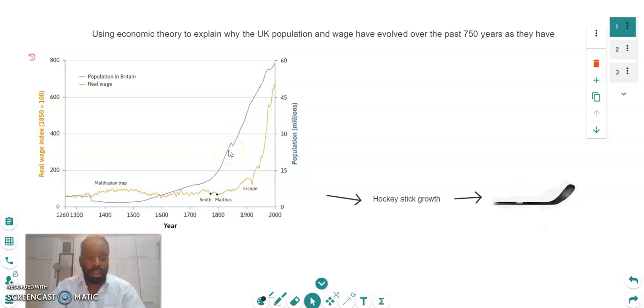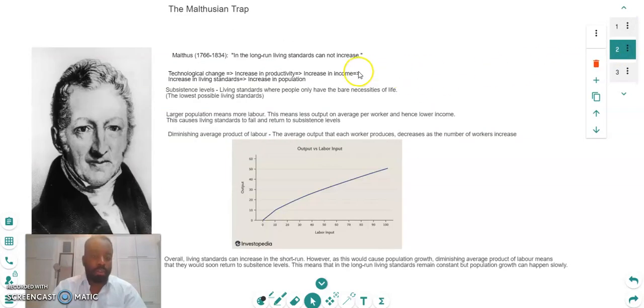Economists of the 19th century tried to provide answers as to why in the years prior there was no wage growth and no increase in living standards. One of these economists was called Malthus. He came up with the idea of the Malthusian trap. Malthus lived from the end of the 18th century to the start of the 19th century, and his idea of the Malthusian trap dictated that in the long run, living standards can never increase.